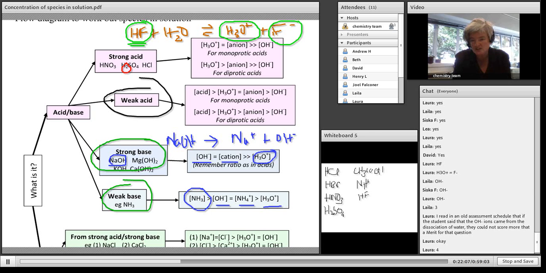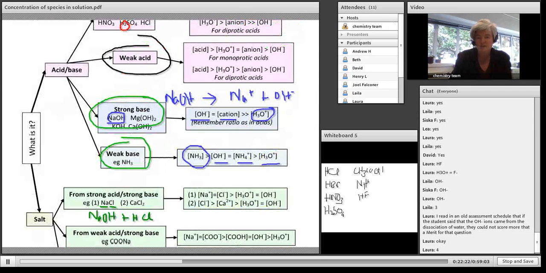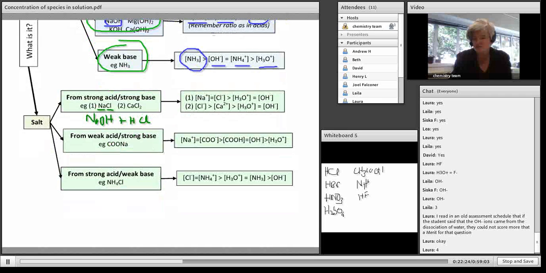And always back it up with the equation. Right, so those are fairly straightforward. Just think, if it's a strong acid or base, it's 3 species. If it's weak, it's 4 species in solution. And the extra one is always water itself. Water is always in the greatest amount. It's about 55 moles per litre concentration.